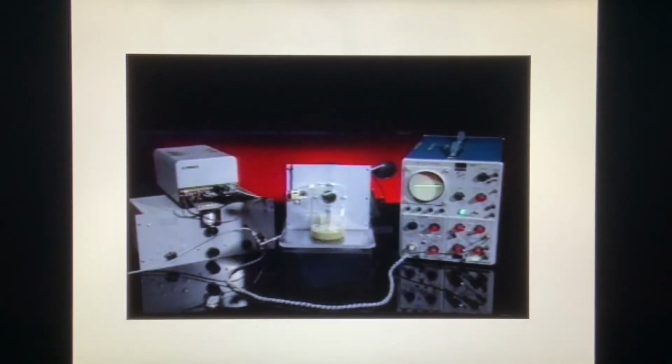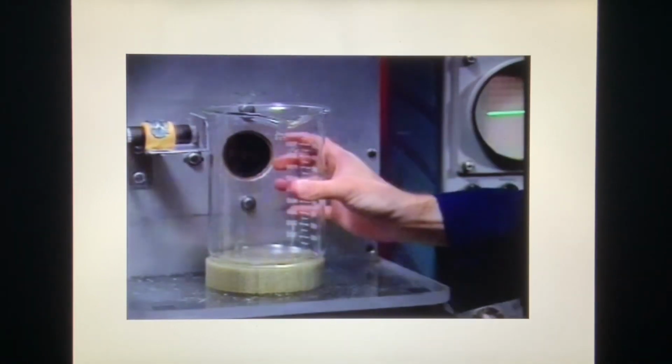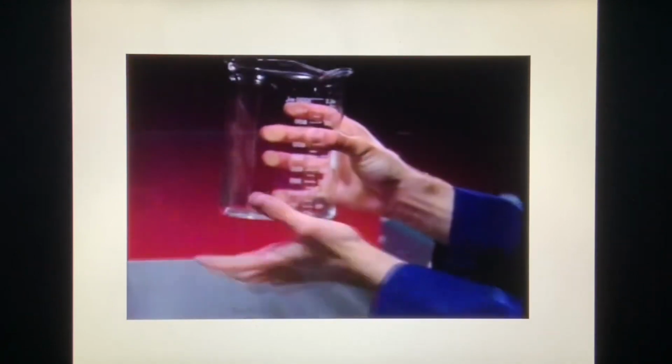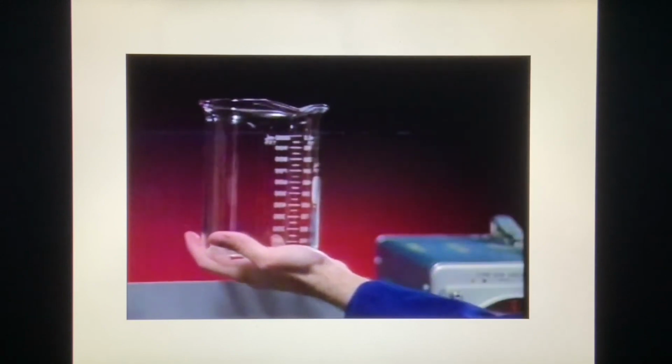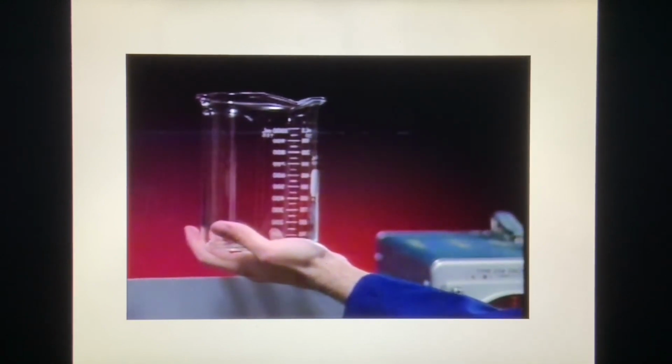We will demonstrate resonance by breaking a glass beaker with a sound wave. This beaker has a natural oscillation which can be produced by gently tapping its brim. We create a resonance by exposing the beaker to a sound wave of the same frequency.